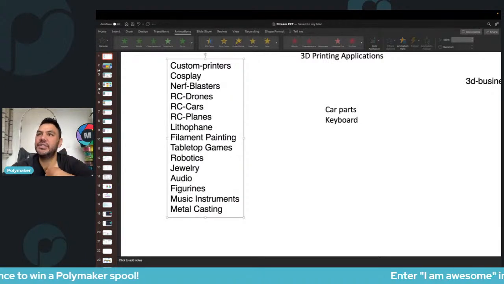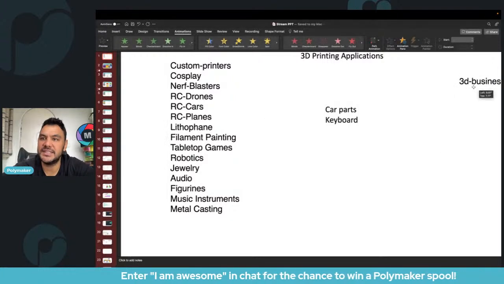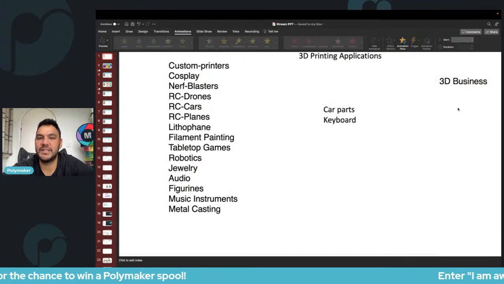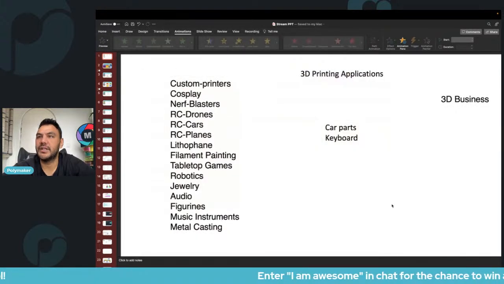Electronics enclosure. Some just print to make money. Yeah, so that would be the 3D print business here. So I think that's why I put it outside. It's a different application, right? It's more for businesses. But let's say for personal use, recycling is a nice word.